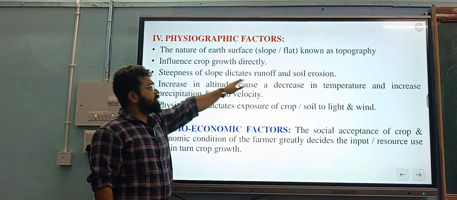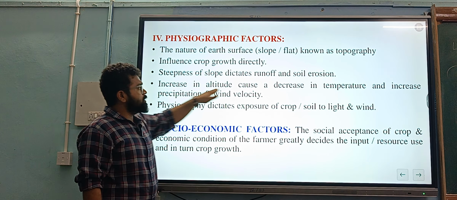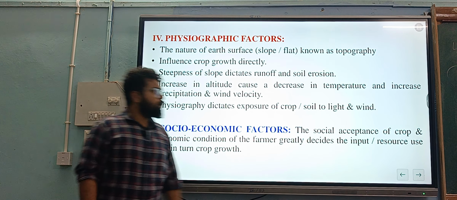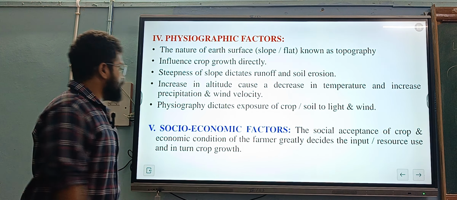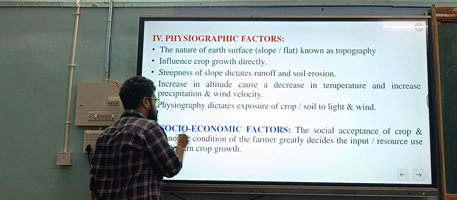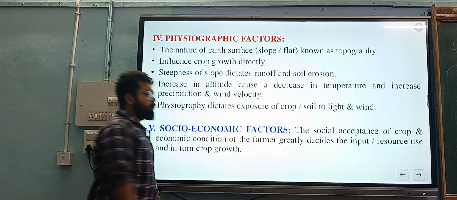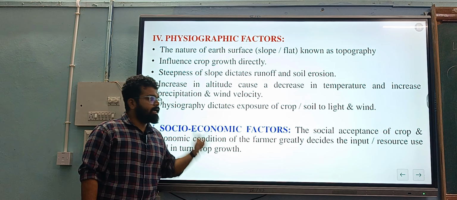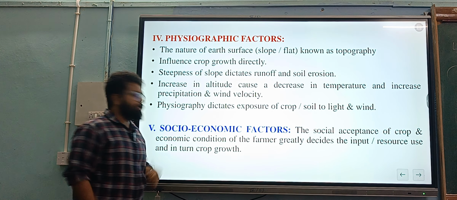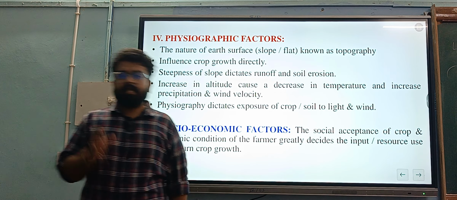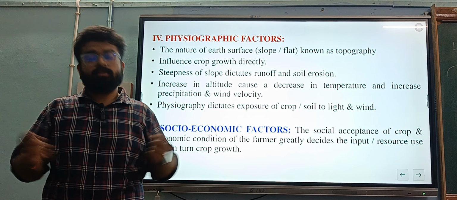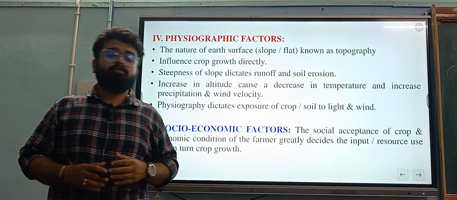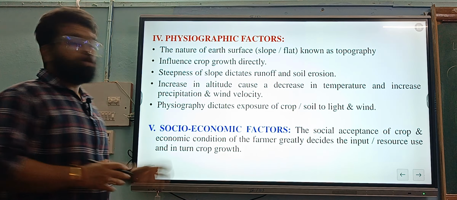Steepness of the slope dictates the runoff and soil erosion. Increase in altitude causes a decrease in temperature, and physiography dictates the exposure of crop and soil to the light and wind. The next we have the last factor, the socioeconomic factor that influences plant growth. That is, social acceptance of a crop and economic condition of the farmer greatly decide the input or resource added in terms of crop growth. As you know, the selection of a crop based on the geographical area, based on the market analysis and based on the farmer specialization also determines the growth and development.